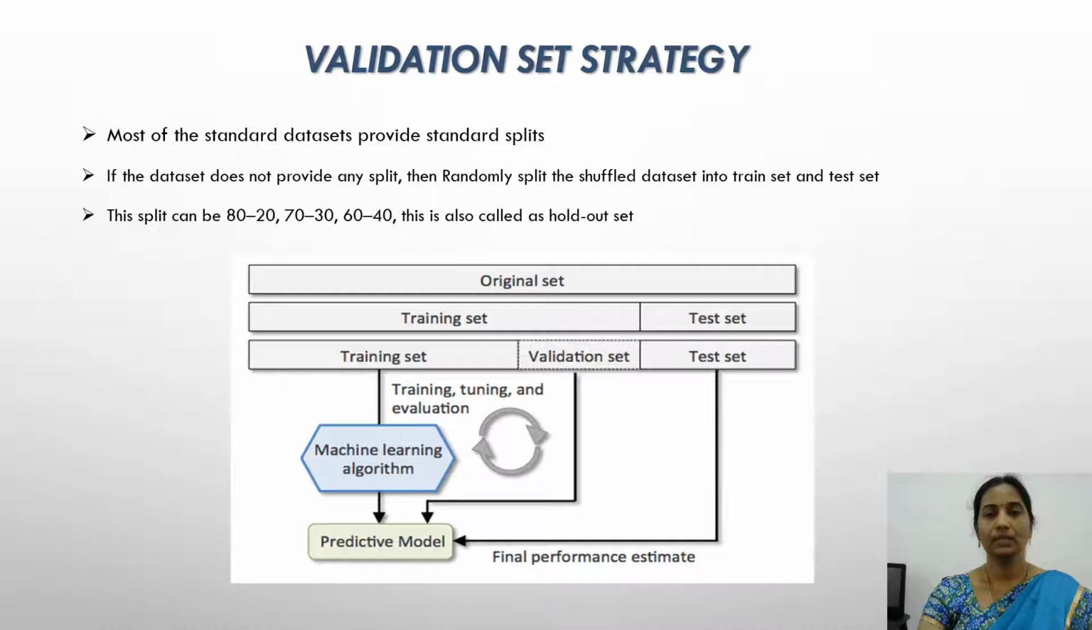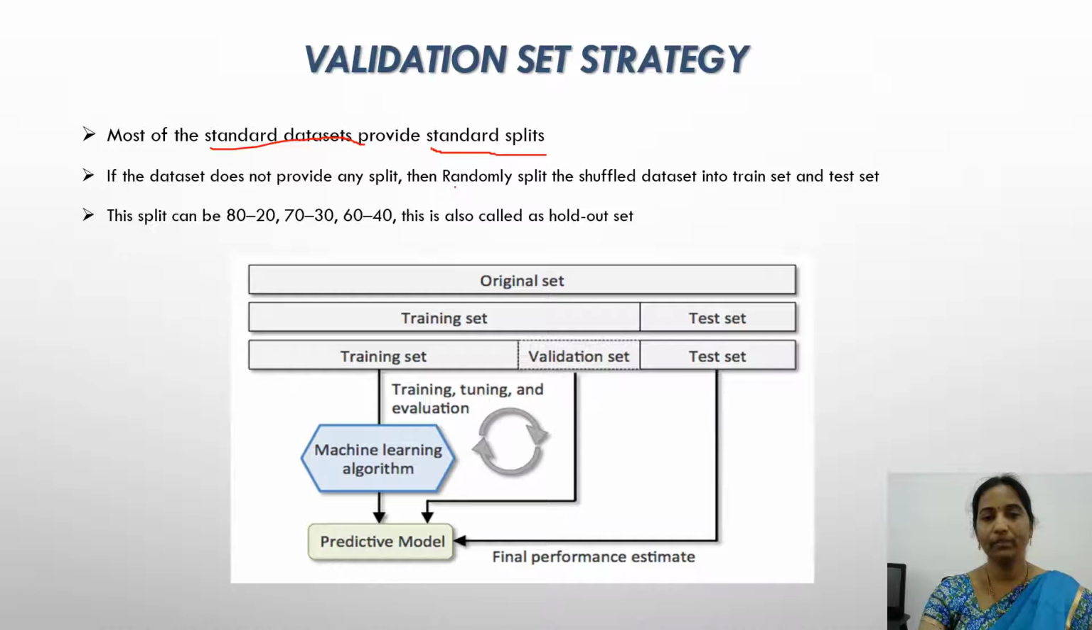Let us see the validation set strategy. Most standard data sets like IMDb or MS COCO provide separate standard splits. It's like this portion you can use for the training data, this portion you can use for validation, and this portion we can use for test. So usually the standard data sets provide separate splits. If such a split is not available, we randomly shuffle the data and then split the data into separate splits.